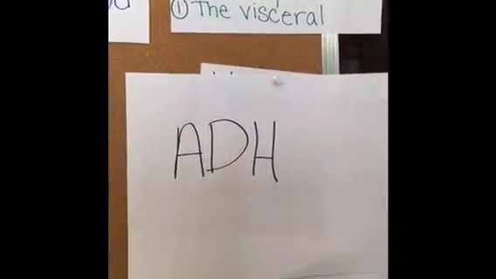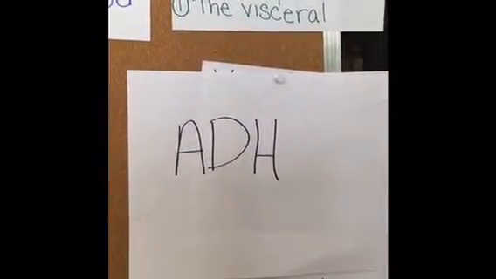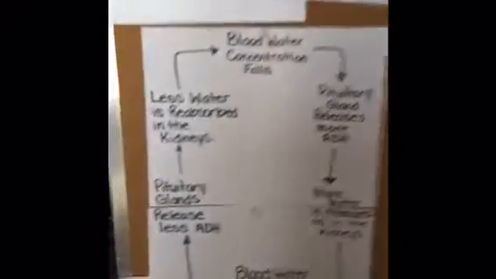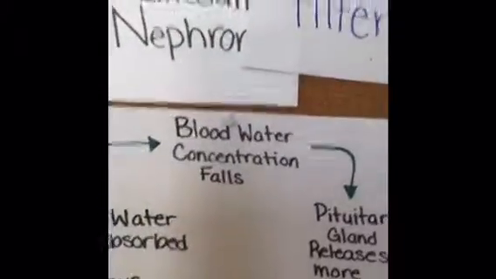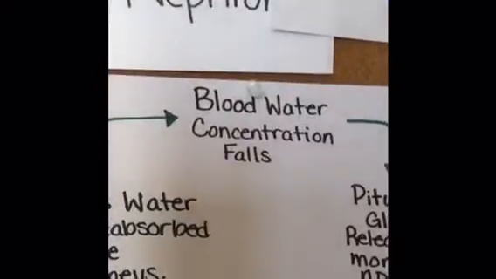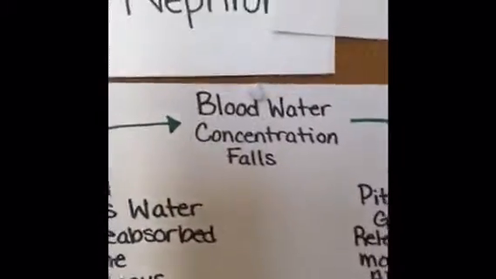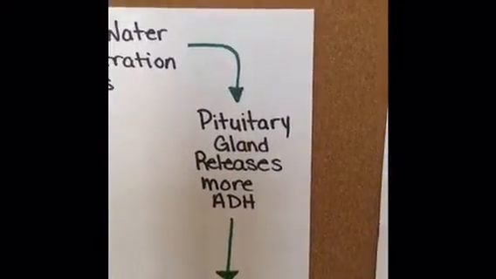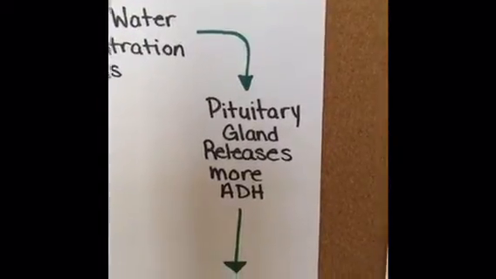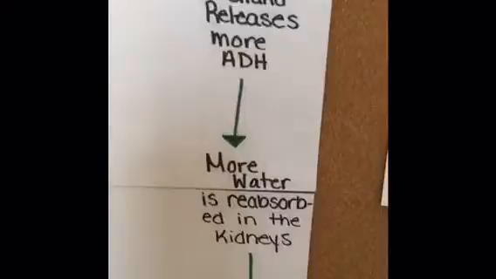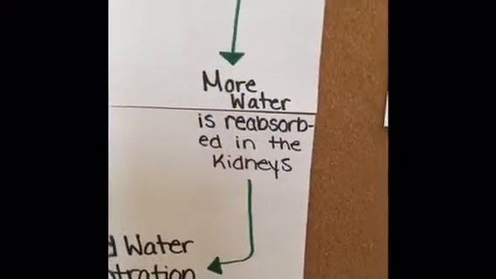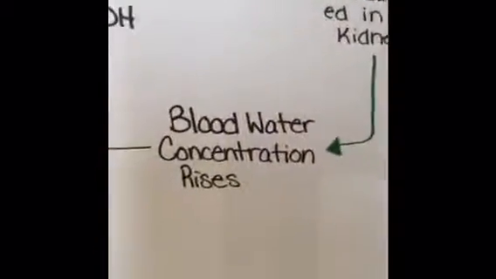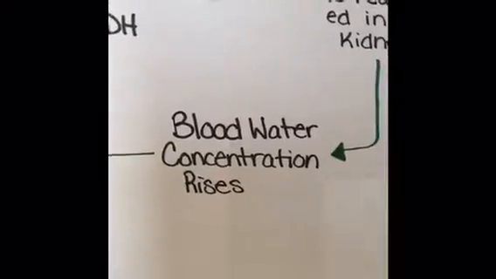ADH is the hormone that is responsible for helping us maintain our proper blood water concentration. We can see this using a feedback loop. We begin with our blood water concentration falling, which means that we're thirsty, or this could happen because we're sweating. So our brain sends a signal to our pituitary gland telling us to release more ADH. It then tells our kidneys that we need to reabsorb more water. So our kidneys begin reabsorbing more water, which causes our blood water concentration to rise.